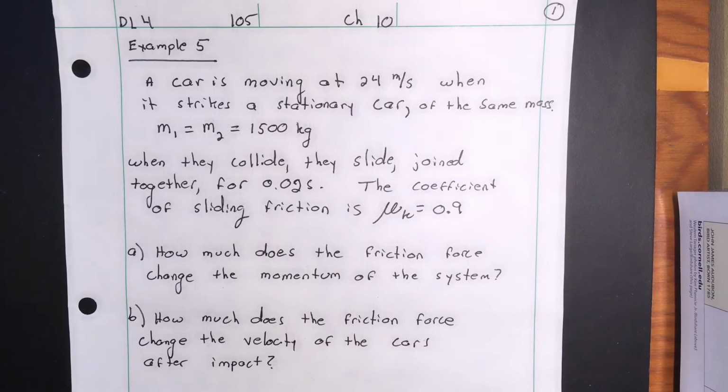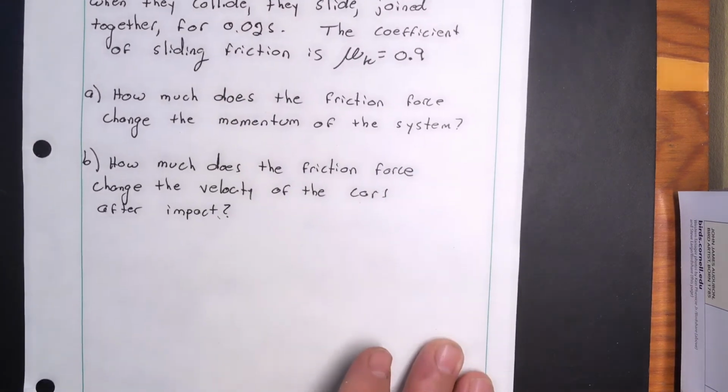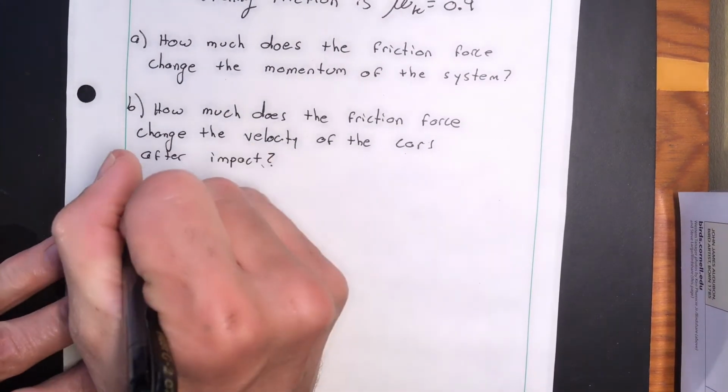Now, so this is a perfectly inelastic collision. They stick together. So, how much does the friction force change the momentum of the system? And how much does the friction force change the velocity of the cars after impact? Remember, the cars are moving as a single unit after impact. So, let's attack part A.